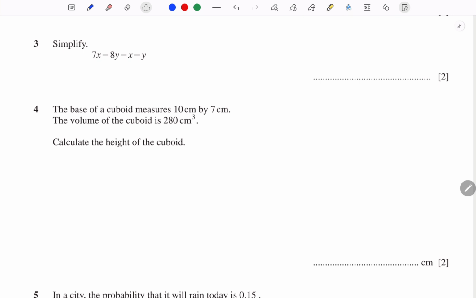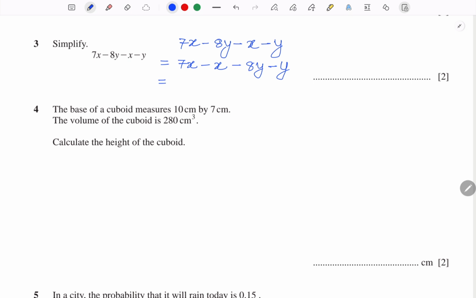Now let's move to question number 3. The expression that is given here is 7x minus 8y minus x and minus y. And we need to simplify this, okay? To simplify this, we need to first pair the terms which contain x together and pair the terms which contain y together.